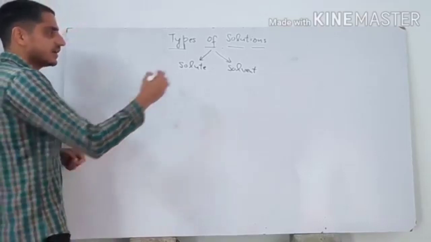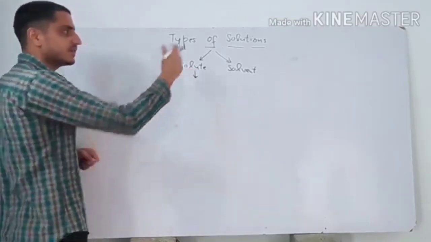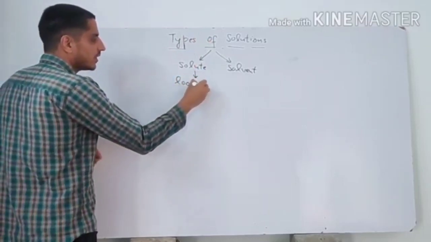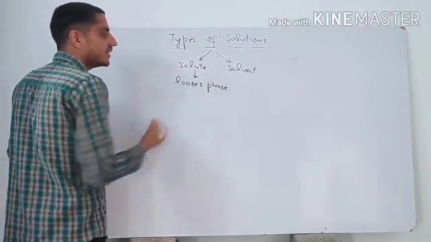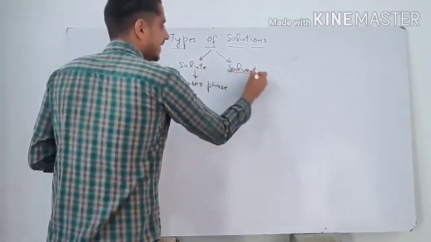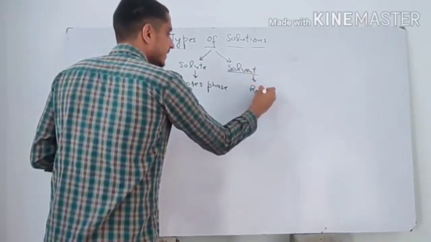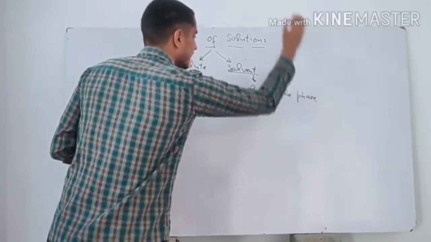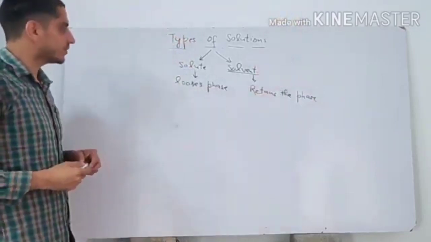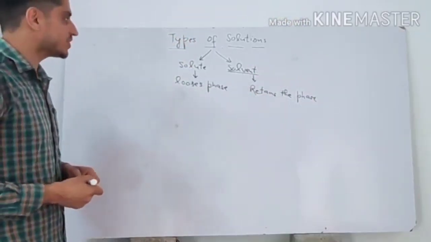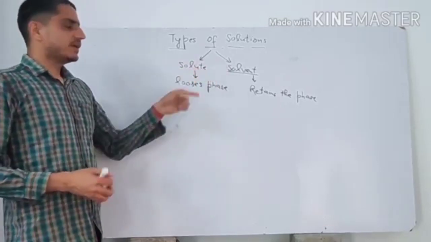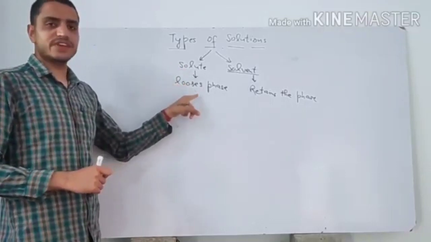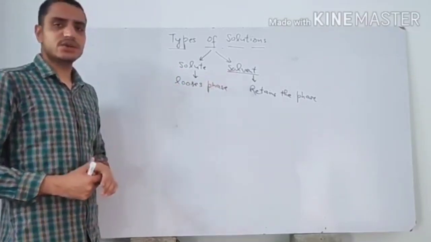Clear? So in the solutions, solute loses its phase when solute plus solvent makes solution. Solute loses its phase while the solvent retains the phase. So this was the basic information about the solution. Two components, solute, solvent. When they combine, solution will be formed. In the formation of solution, solute will lose its phase, while the solvent will retain its phase.